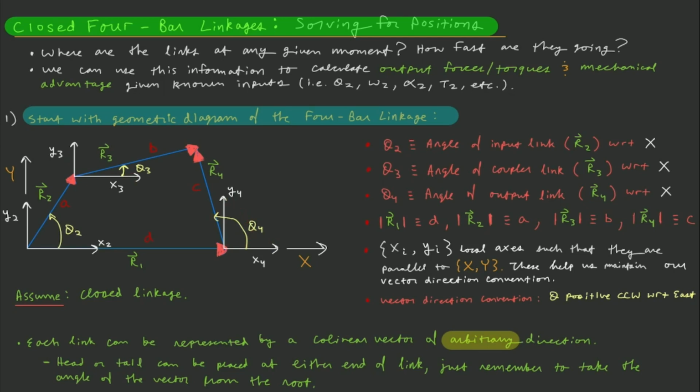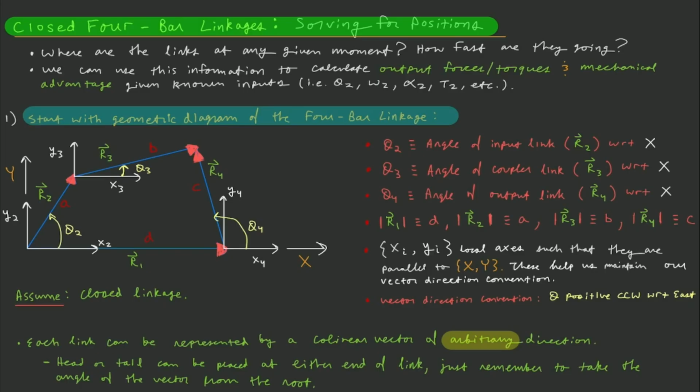The magnitude of R1 is D, the magnitude of R2 is A, the magnitude of R3 is B, and the magnitude of R4 is C. You can see that here: R2 is represented with our input link, R3 with our coupler link, R4 with our output link, and R1 with our ground link. Our xi, yi are the local axes, parallel to our global axes, big X and big Y. These local axes help us maintain our vector directions as the links move in space.